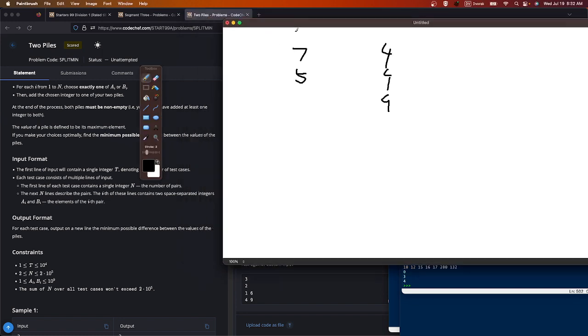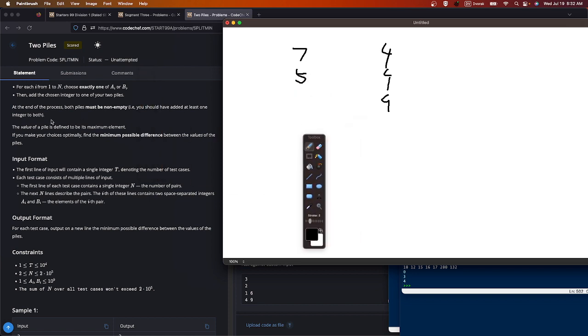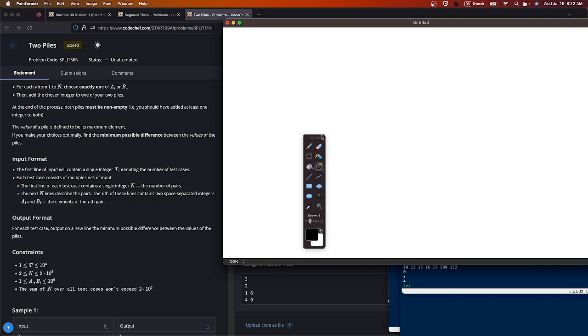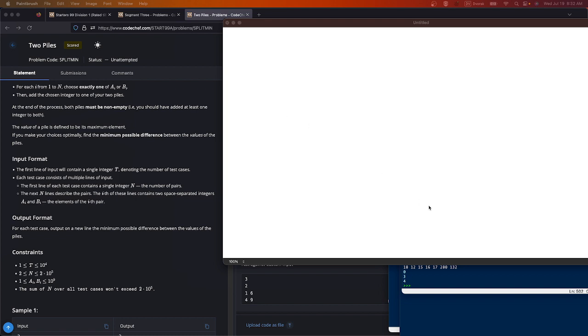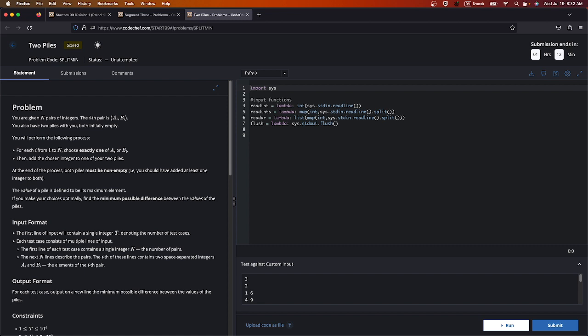Wait a second, I'm completely screwing this up, am I? The value is just a maximum element. Okay. Well, this was completely stupid. It's not the sum, it's the maximum element. Then in that case, almost all of this doesn't even matter.